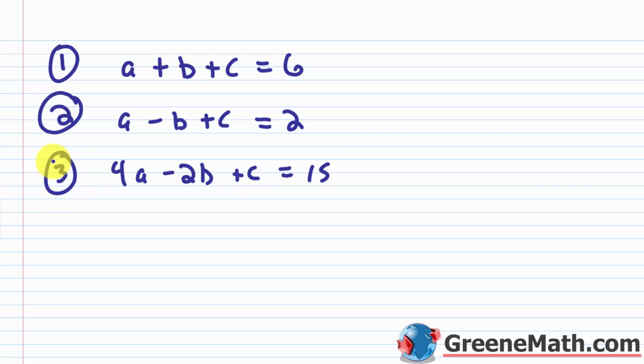Okay, so we can just pick a variable to eliminate. Again, you can do c, b, or a, whatever you want to do. c looks like it's pretty easy. You have a coefficient of 1 in each case.